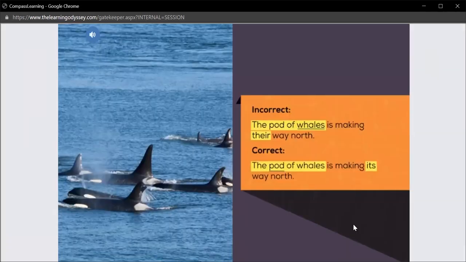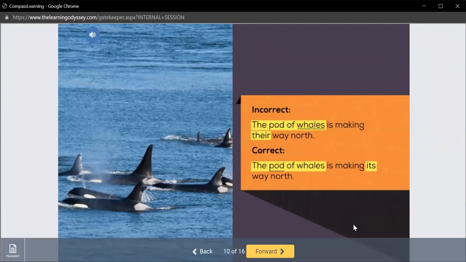Other errors in number happen because a phrase ends in a plural. The pod of whales is making their way north. The writer used the pronoun their to replace the word whales. However, the pronoun actually replaces the word pod, so the correct pronoun is its. Notice how the verb is also singular. You could shorten the sentence to say, the pod is making its way north.